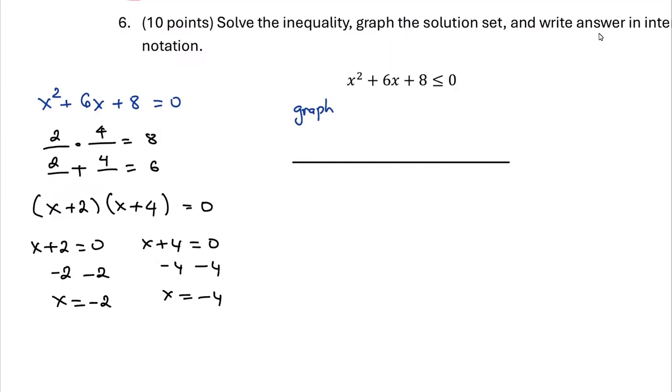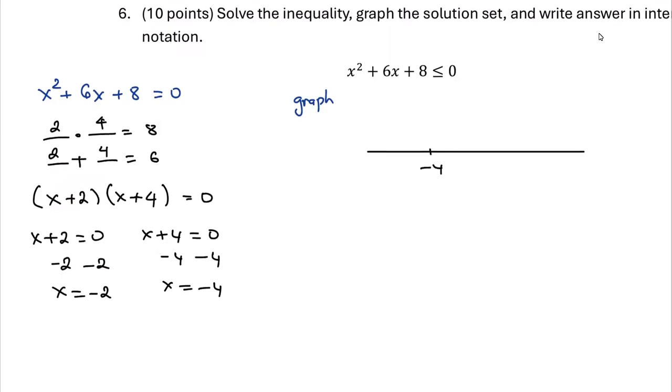Let me move it a little bit. So I have a -4 here, -2 here. Inside that interval, -infinity to -4, I will pick a testing number, -5. Inside that interval, I will pick -3. And inside that interval, I'll pick 0.